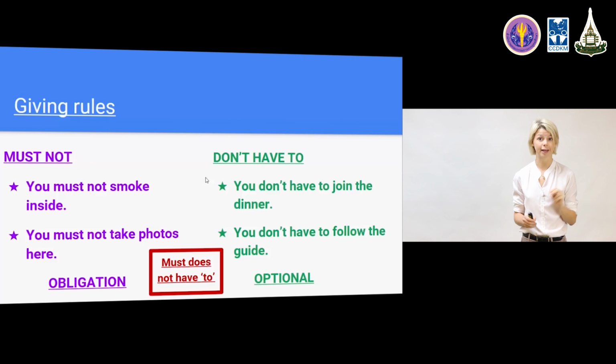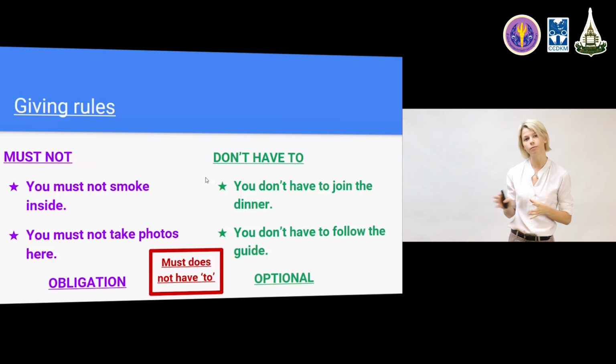The second example, you must not take photos here. You must not take photos here means you cannot. It's a rule, obligation, 100% do not. Okay.